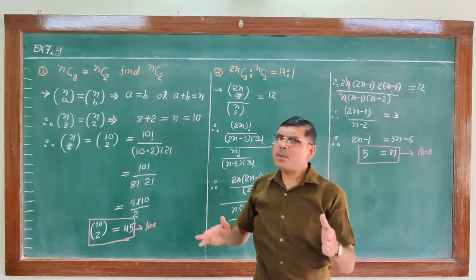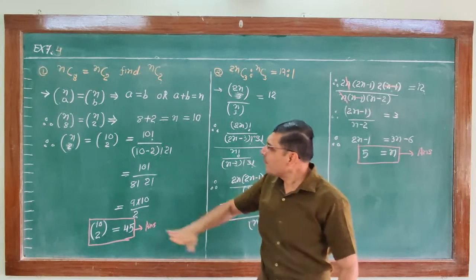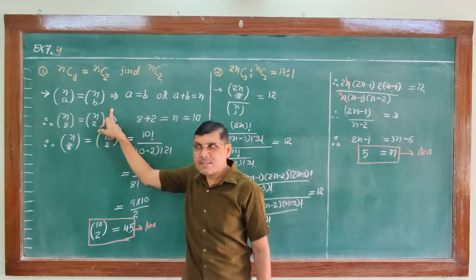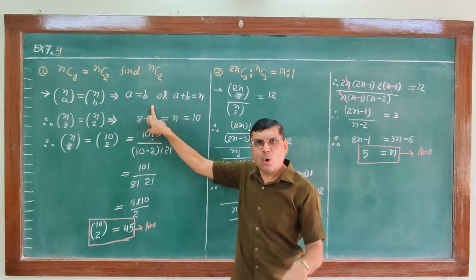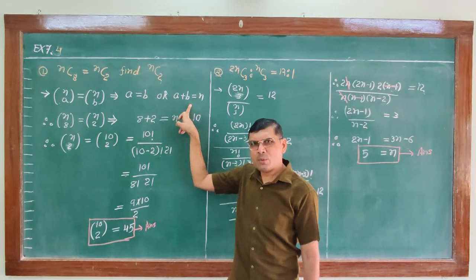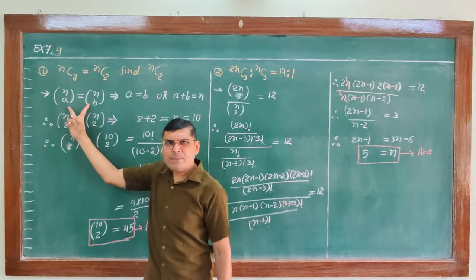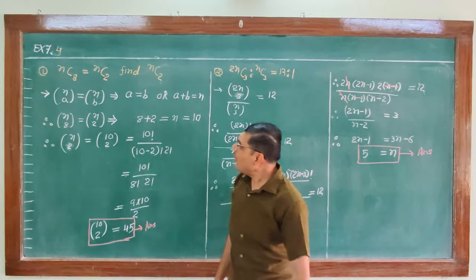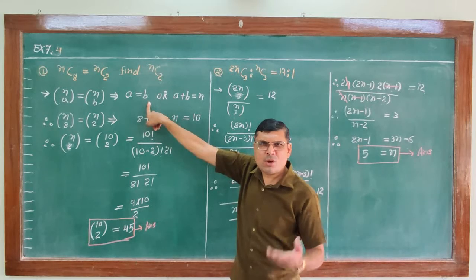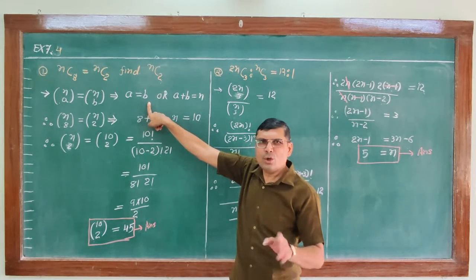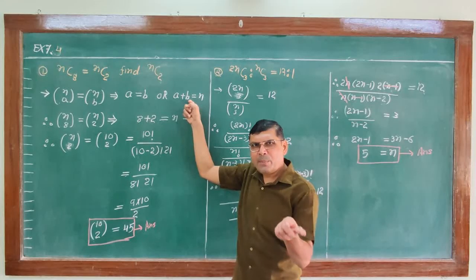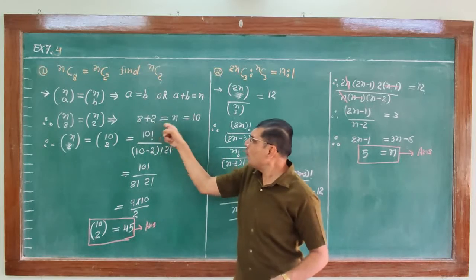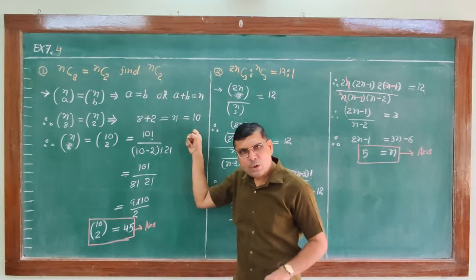Here I will use a simple, direct property: nCa is equal to nCb. This implies a equals b, or a plus b is equal to n. Means either a and b are equal, or the addition of a and b is equal to n. Here, the first is not possible because a cannot be equal to 2. So the second part, that is a plus b is equal to n. So 8 plus 2 is equal to n. So n equals 10.